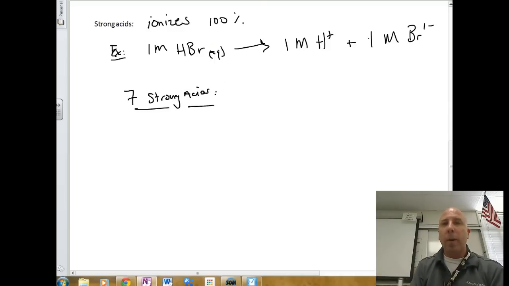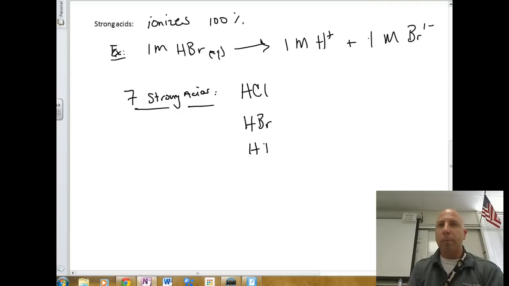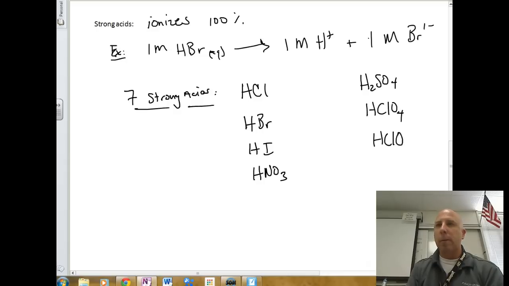And we need to know the names of them and the formulas of them. So here are our 7 strong acids, and we'll put down the formulas first and then we'll do the names of them second. Okay, so here are our 7 strongs.